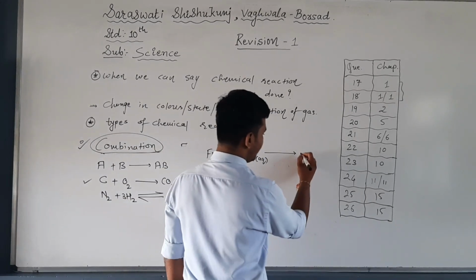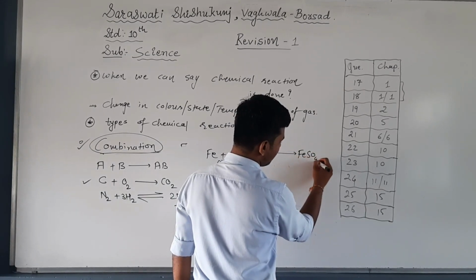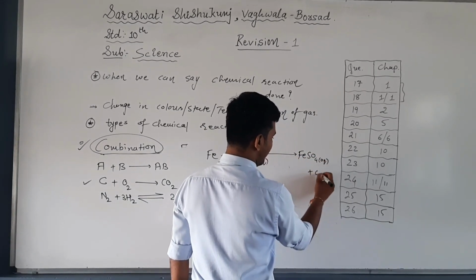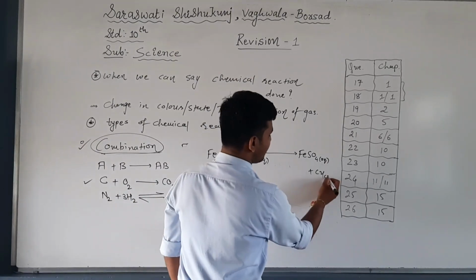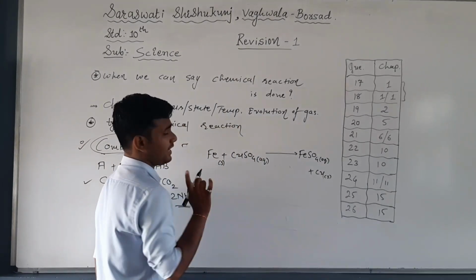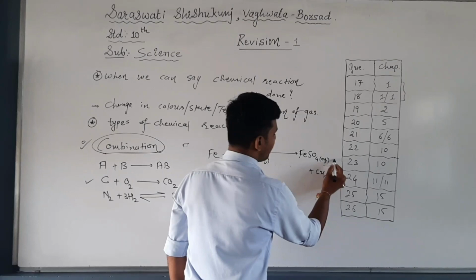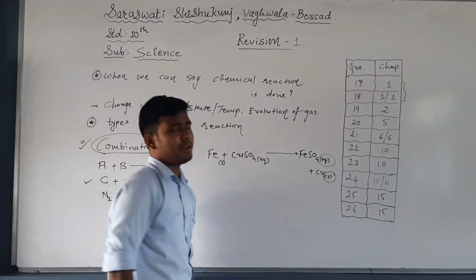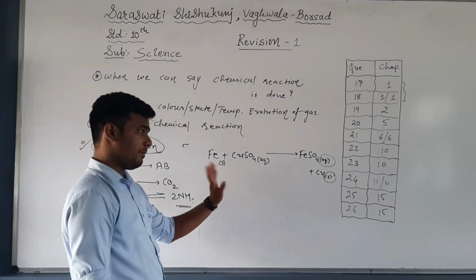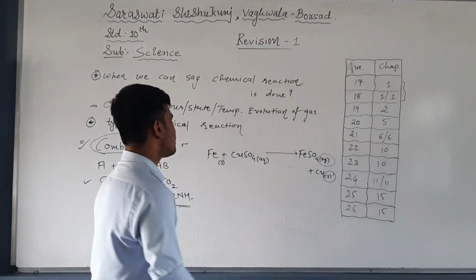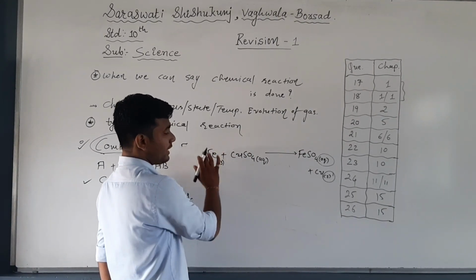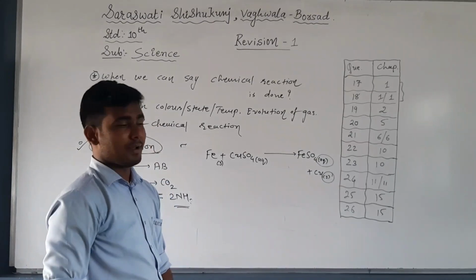In that case, we know that we will get FeSO4, that will be aqueous, plus Cu. See beta, whenever completing the reaction is asked, it is very necessary to maintain the state. If you have not maintained the state, it can be marked wrong. So in completing the chemical equation, you have to mention the state.